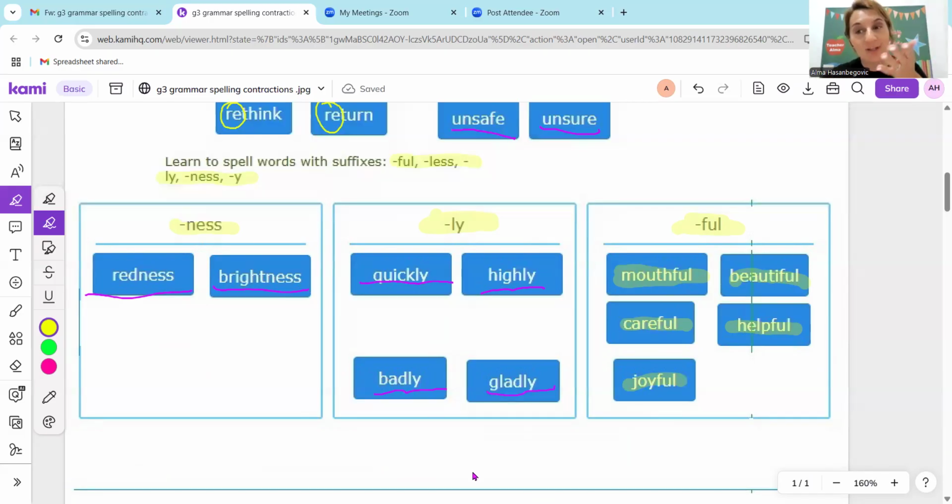Mouthful, beautiful, careful, helpful, joyful. When it's highly, gladly, badly, quickly, brightness, redness, right? I hope everybody is noticing that those are suffixes.